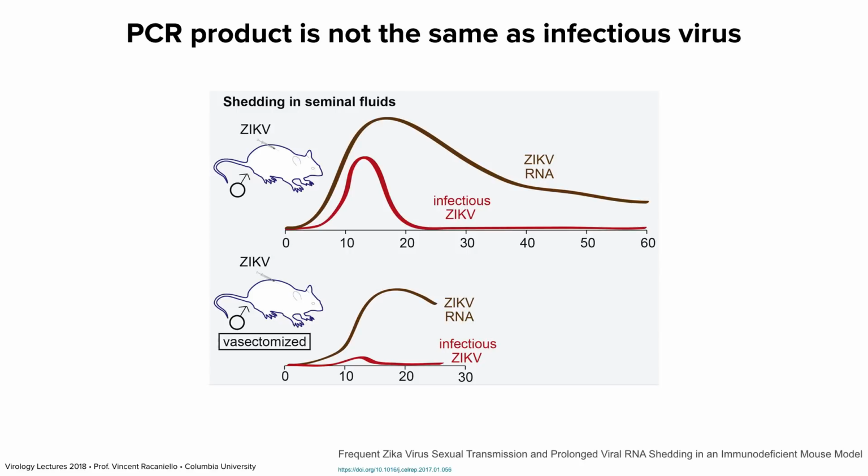Now, the bottom experiment is interesting. If you vasectomize the mice, the infectious virus is reduced and it also goes away earlier. So obviously, vasectomy can prevent transmission. However, I don't think that's a good means of preventing Zika virus spread. There are other ways that you can do it more readily. Okay, PCR product is not the same as infectious virus.